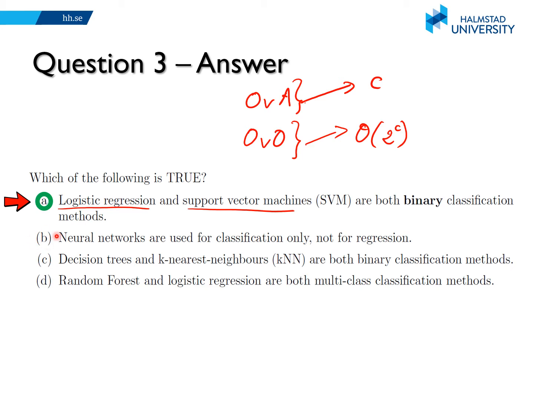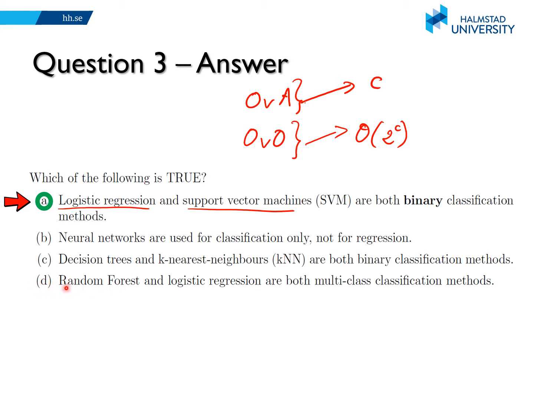If we check the answer B, neural networks are used for classification only, not for regression. This is wrong. They can be used for both classification and regression. If we check C, decision tree and k-nearest neighbors are both binary classification methods. This is wrong. They are naturally multi-class classifiers, so they can directly be applied to a data set where you have more than two classes.